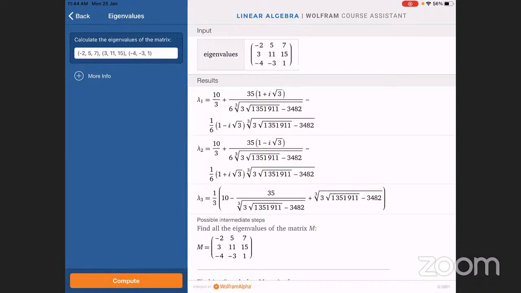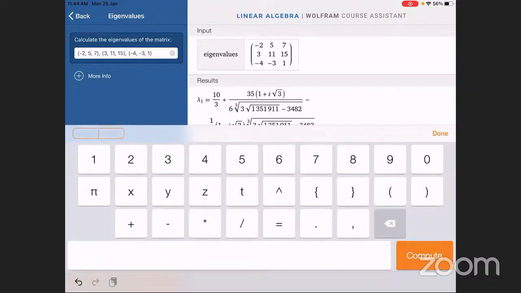So I have taken this particular matrix, right? Instead of this, I want to take another matrix.